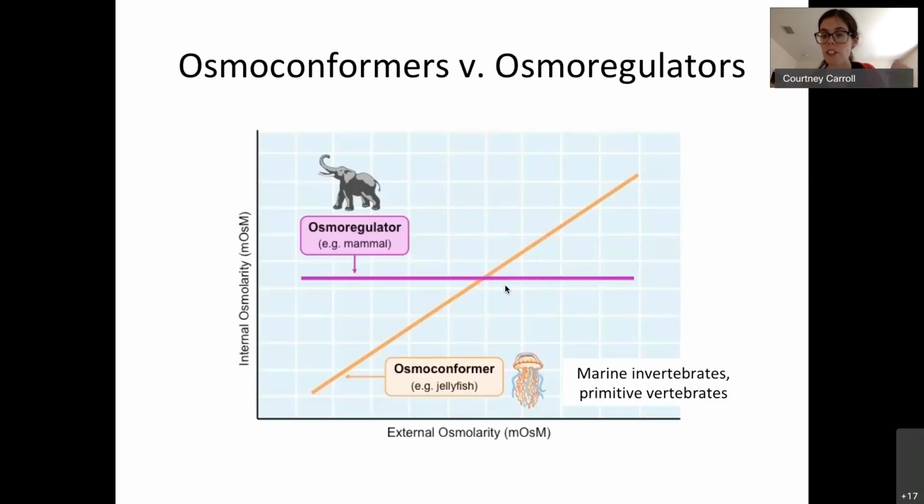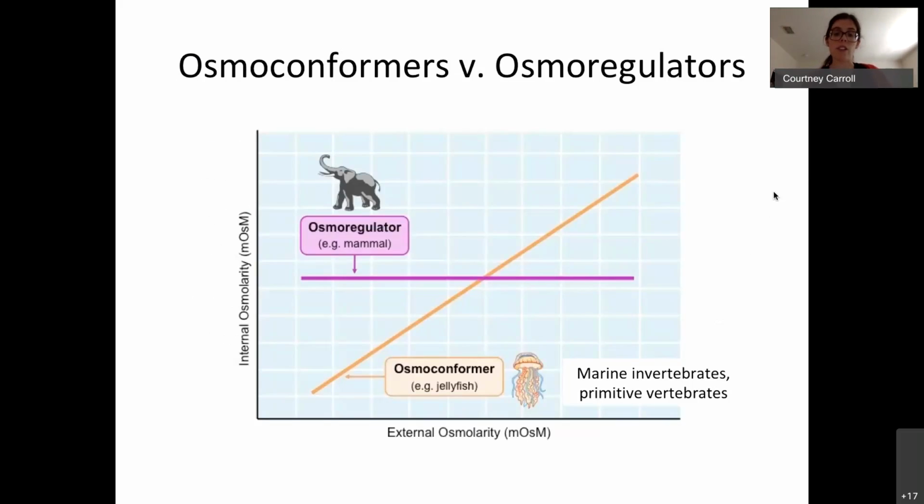Okay. This is showing this in a graph. In science, we love to graph things. So if you were to graph the external osmolarity, so the saltiness in the environment on the x, as a function of that internal osmolarity on the y here, it's showing you that osmoconformers, things like jellyfish, which are other primitive vertebrates and marine invertebrates, those are going to be osmoconformers.